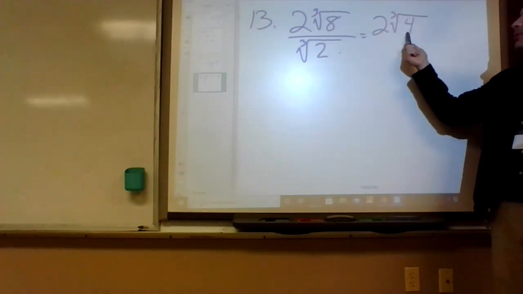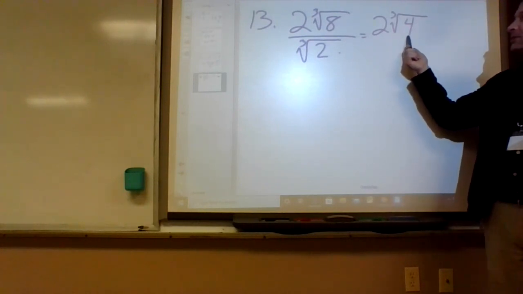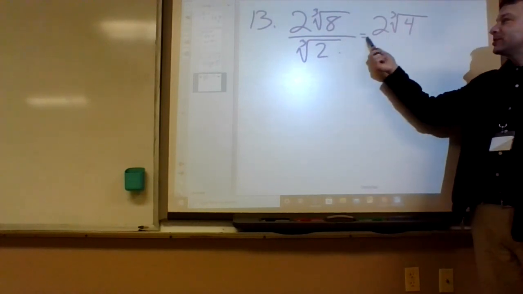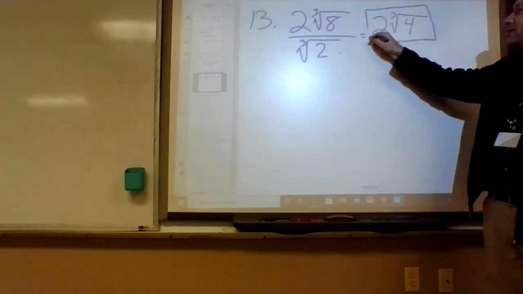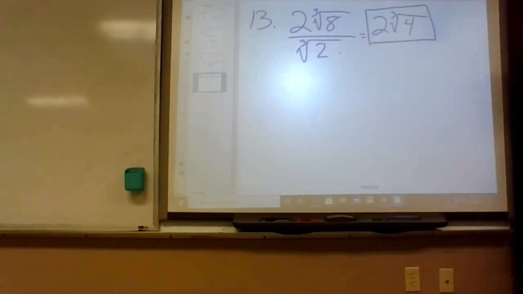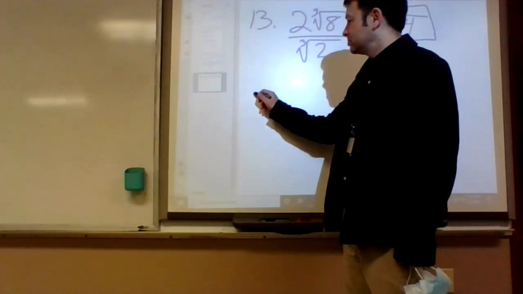Anyway, can cube root of 4 be simplified? No. Do we need to fix it? No. It's not on the bottom, so it's okay. So that makes it a lot easier than the other way. Wait, that's the answer? Yeah, because it's divisible. It does not simplify, but it's not in the denominator, so it's okay.